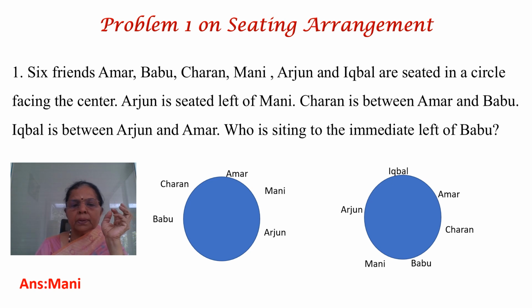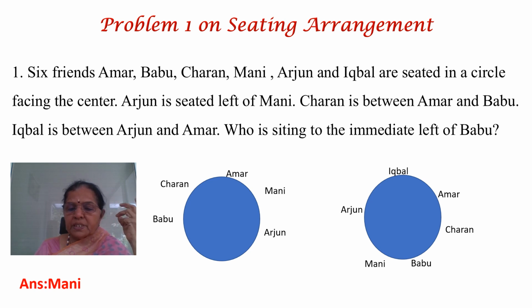Now we will look into the first problem on seating arrangement. Here the problem says 6 friends Amar, Babu, Charan, Mani, Arjun and Iqbal are seated in a circle facing the center. Arjun is seated left of Mani. Charan is between Amar and Babu. Iqbal is between Arjun and Amar. Who is sitting to the immediate left of Babu? That is the question.